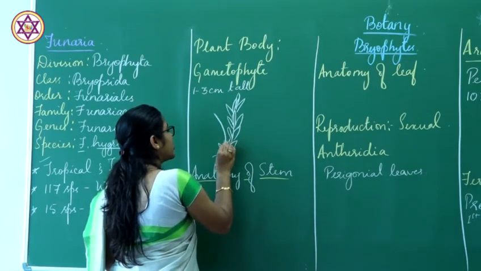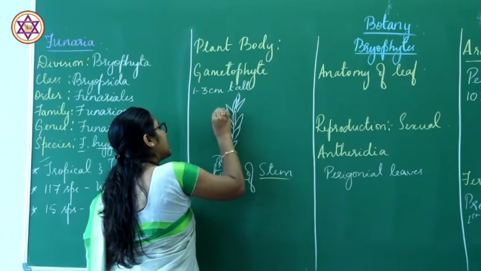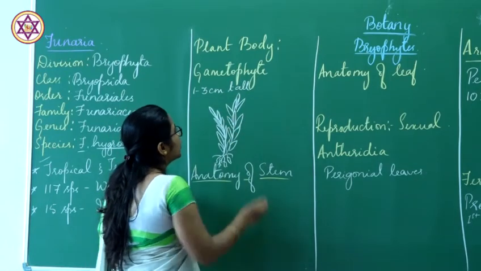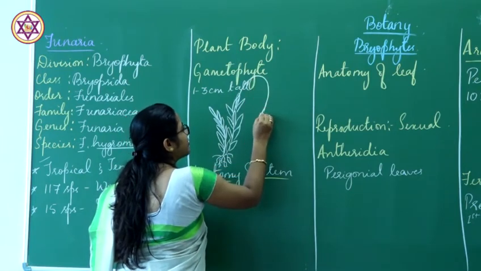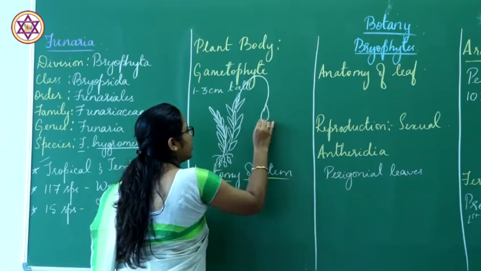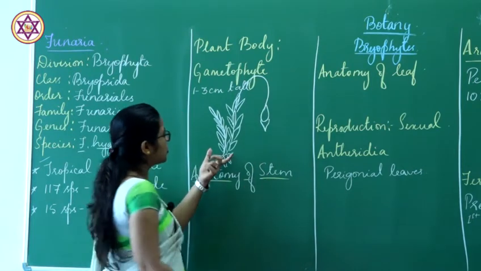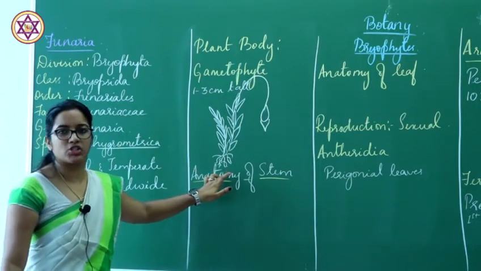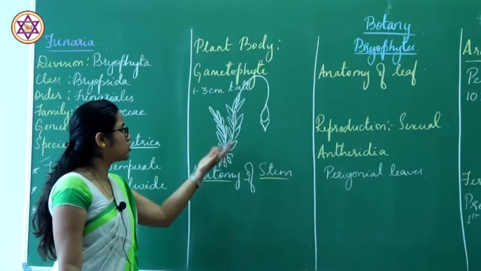You have leaf which is spirally arranged across the main axis, and then you have the sporophyte which is almost like a drooping fruit. Okay, so this is the sporophyte. So this happens to be the gametophyte. You have rhizoids, stem, leaf, and then the capsule which belongs to the sporophyte.